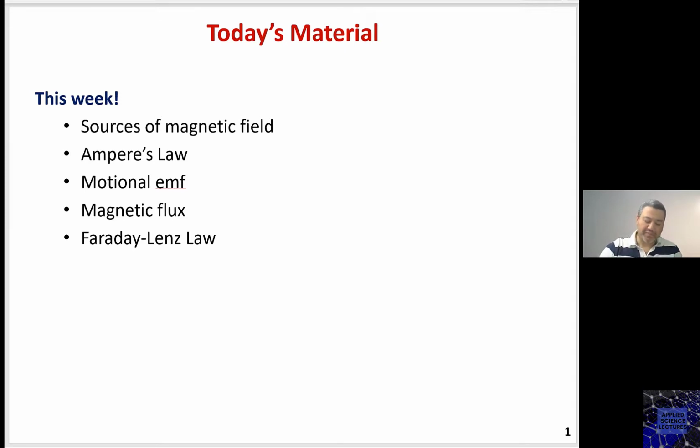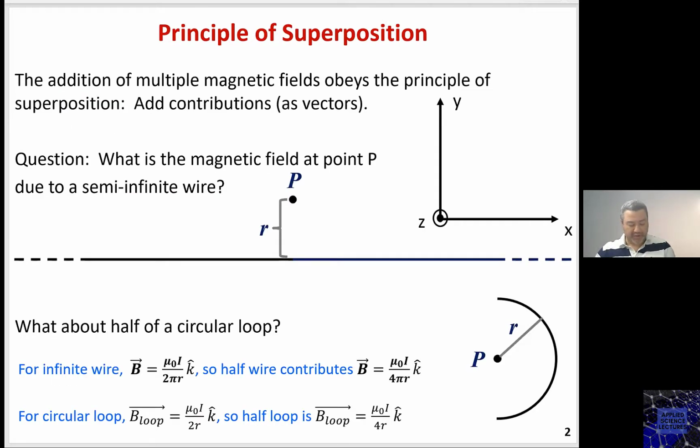And then in the coming lectures, we will look at Ampere's law, the motional electromotive force, magnetic flux, and Faraday-Lenz's law. So let's start with the principle of superposition for the magnetic field. We have seen and derived earlier the expression for the magnetic field for the finite wire, and then we extended it to the infinite wire.